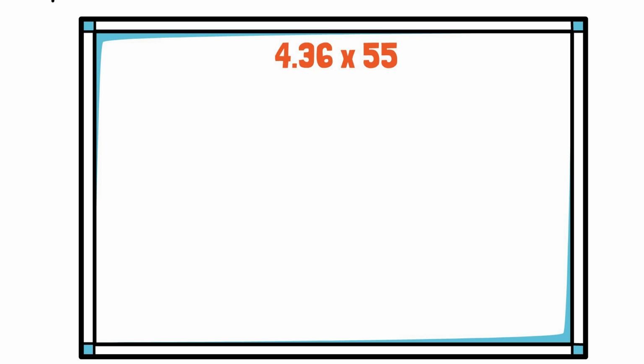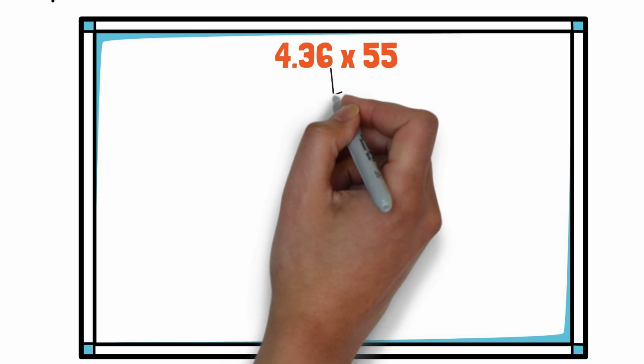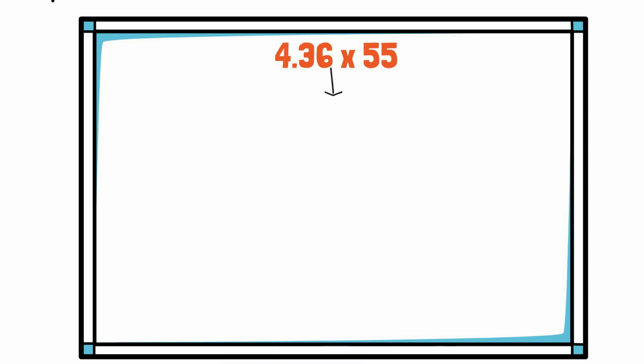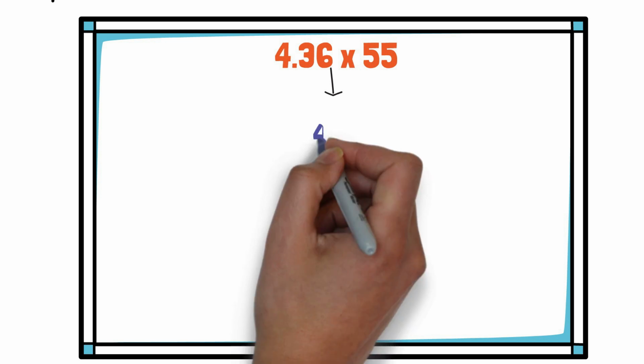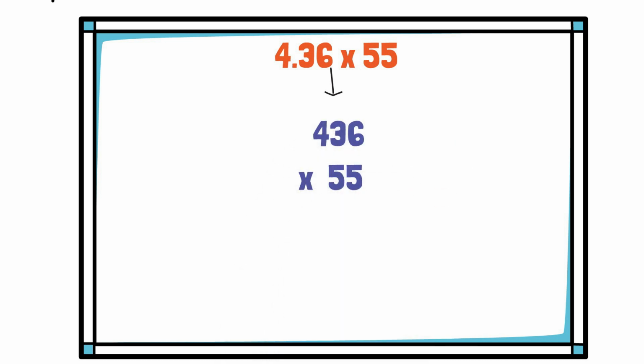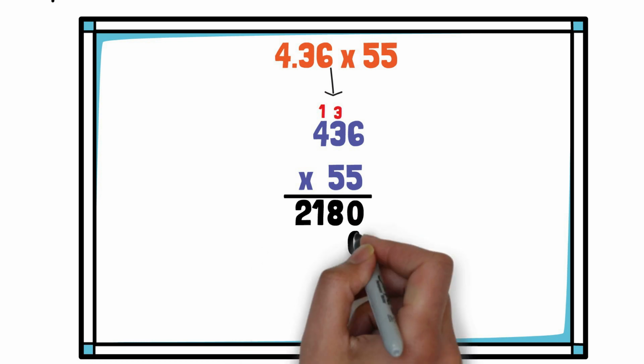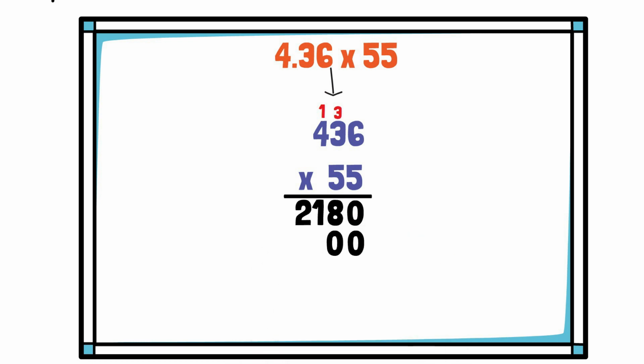Okay, here's our first example, 4.36 times 55. Our first step is to rewrite the number 436 times 55. We rewrote this number by removing the decimal point from 4.36. Our second step is to multiply. After you do your multiplication, we get an answer of 23,980.